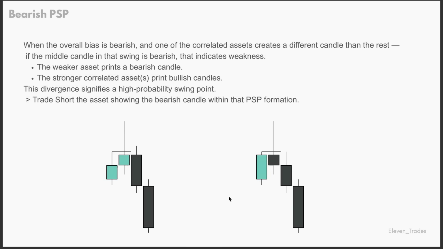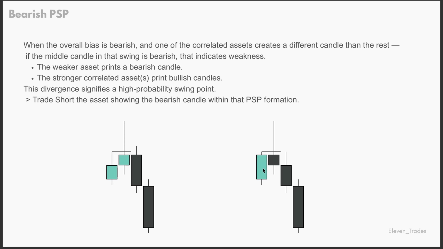Now we have a bearish PSP, when the overall bias is bearish and one of the correlated assets is printing a bearish candle at the swing point, or at the second candle of the swing point. And on the other asset, we are creating a bullish candle. On the NQ, we are stronger, but the overall bias is bearish. So what have we done? We printed a bullish candle and we closed into the highs. So when the new candle starts, it will open from here, go higher and then go lower.